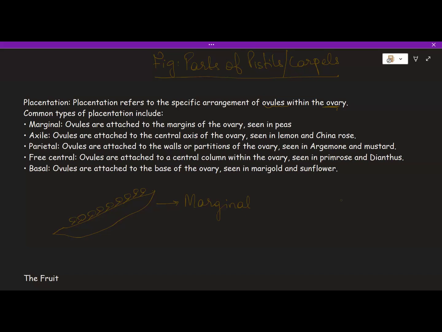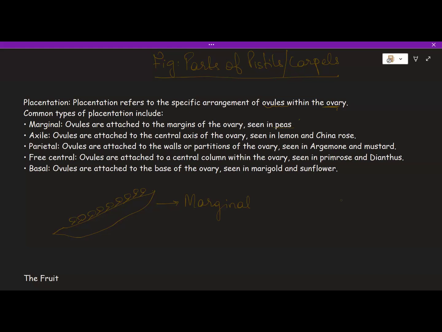Everyone has seen the green peas, right? You might have helped your mother also to peel it. Have you or have you not? So that is the case of this particular marginal kind of placentation. Then after that, the second is the axile. Also, the example is obviously the peas.